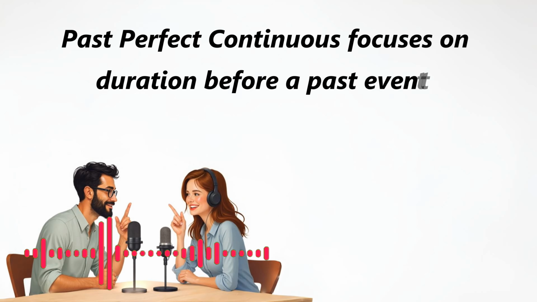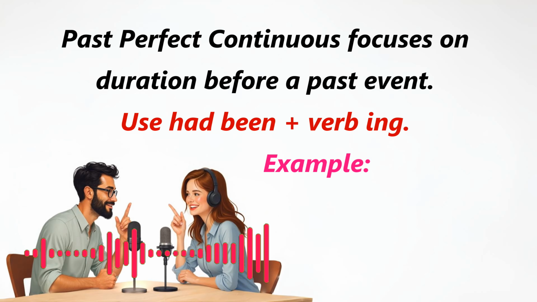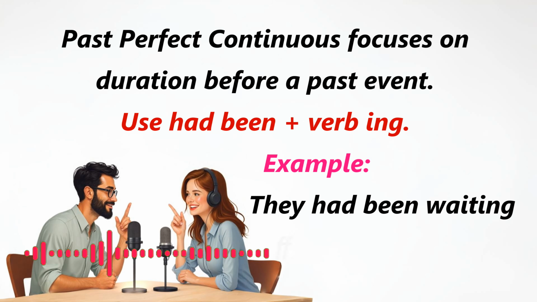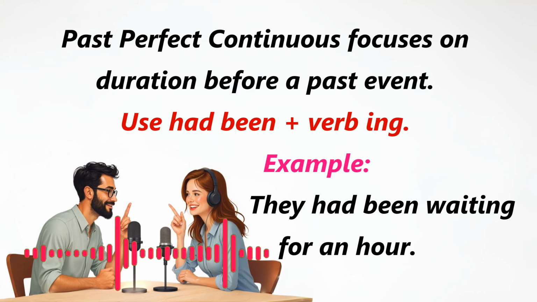Past perfect continuous focuses on duration before a past event. Use had been plus verb ing. Example: They had been waiting for an hour.